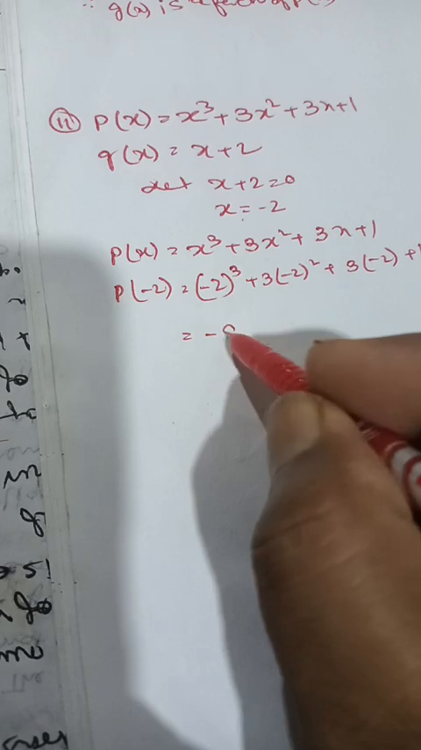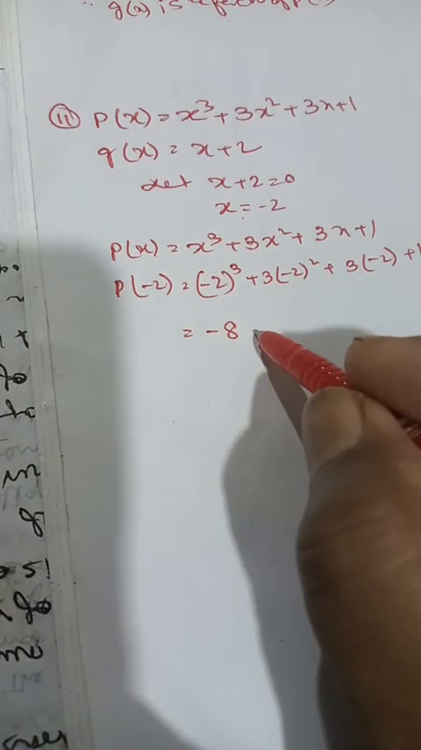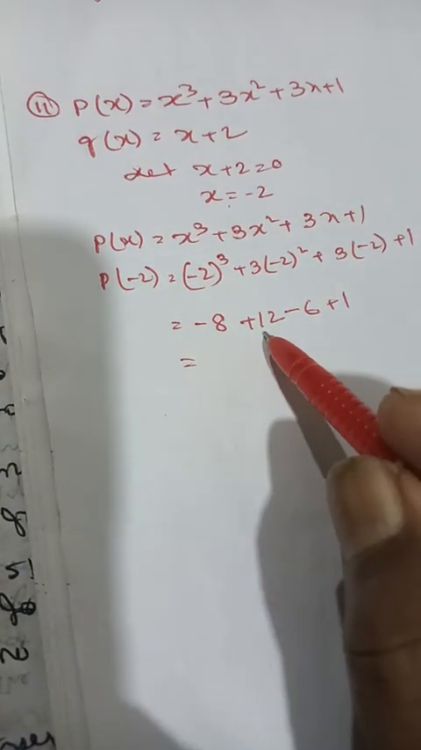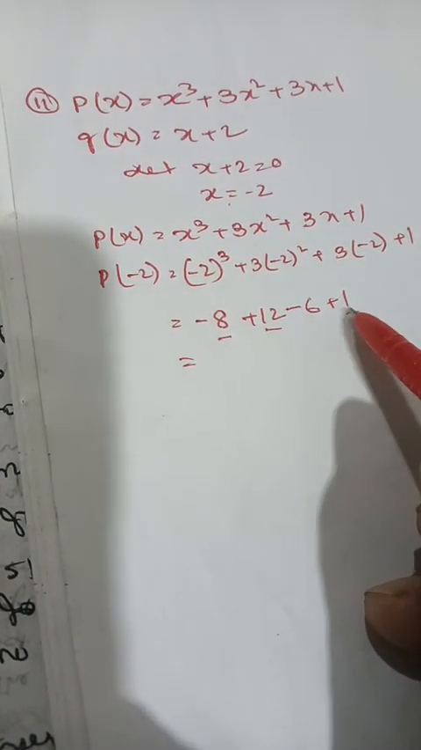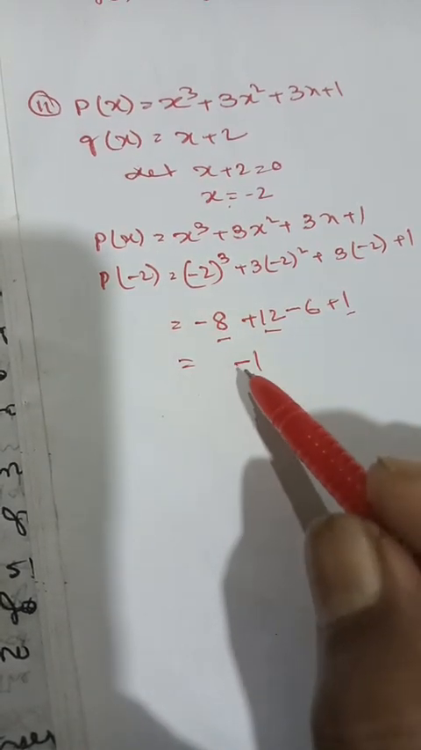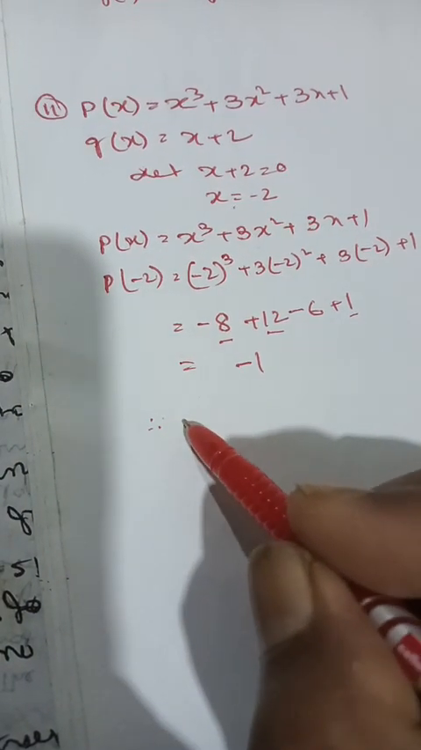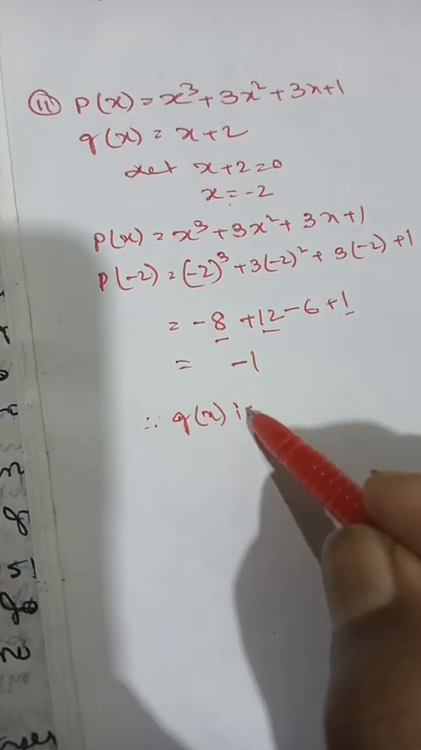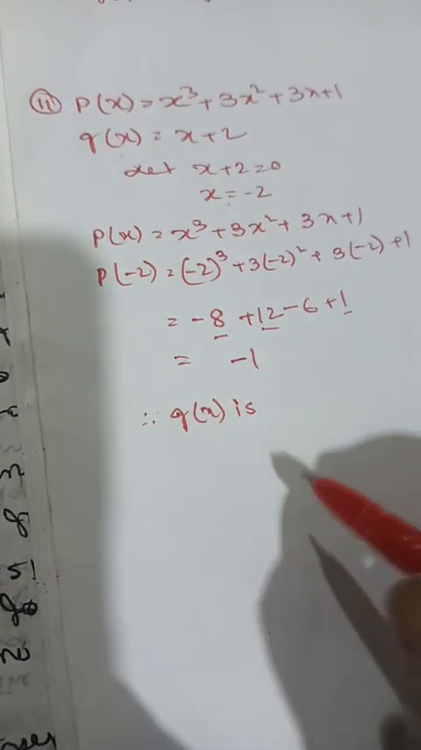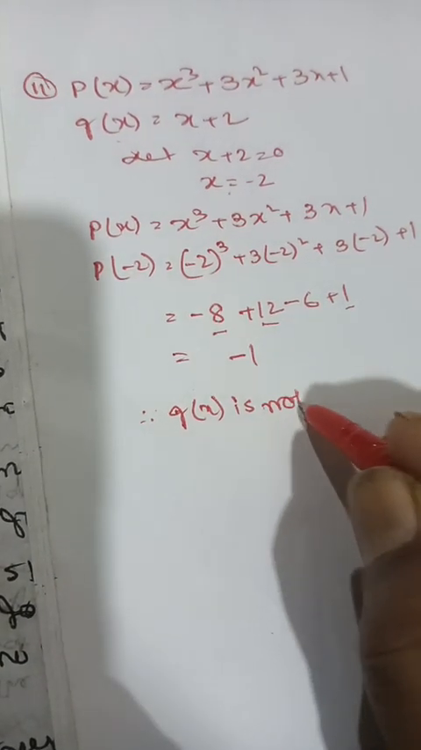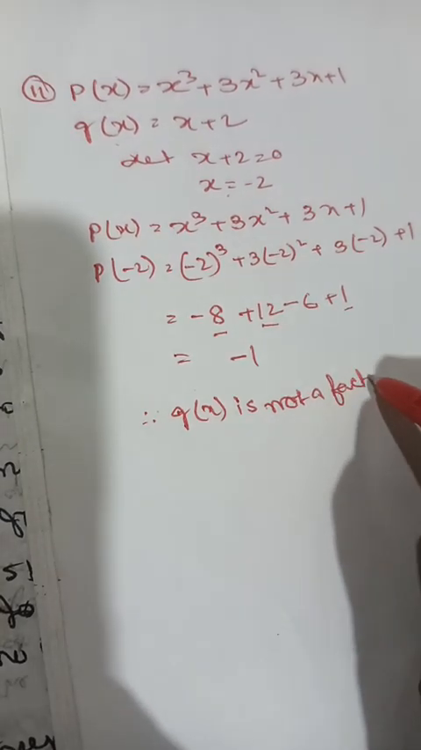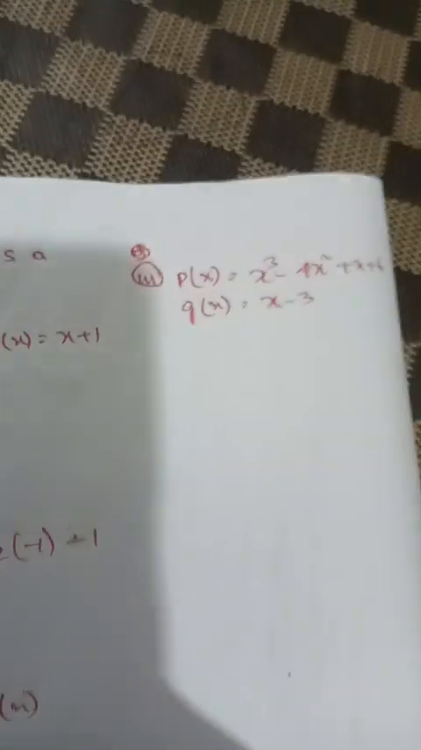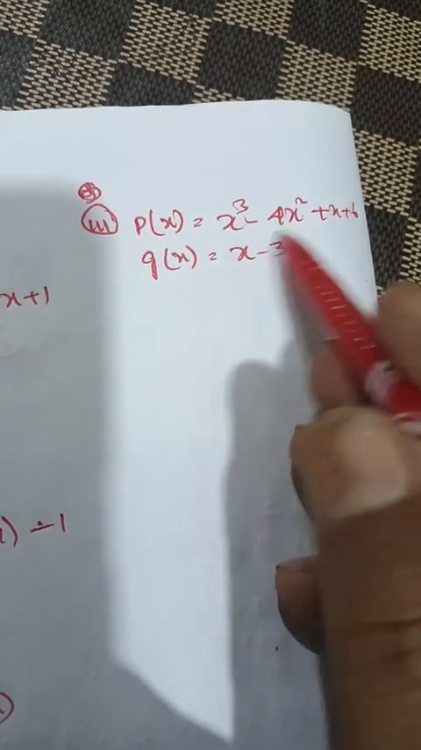Then you will get minus 8. Minus 2 square is 4, 4 times 3 is 12. You write here 12. Minus 6 plus 1. It can be written as 12 minus 8 is 4, 4 and 1 is 5, 5 minus 6 is minus 1. So we are not getting 0 here, therefore you write g(x) is not a factor of p(x).